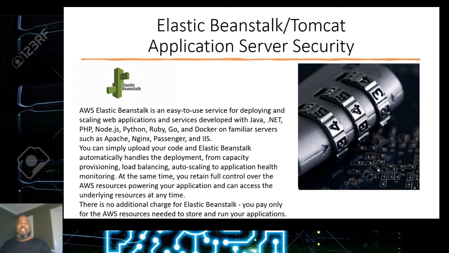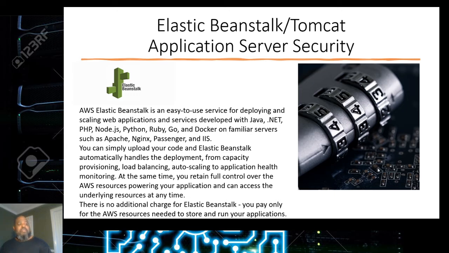This is Elastic Beanstalk, the application service by AWS. AWS Elastic Beanstalk is an easy-to-use service for deploying and scaling web applications and services developed with Java, .NET, PHP, Node.js, Python, Ruby, Go, and Docker on familiar servers such as Apache, Nginx, Passenger, and IIS. That's why I'm using it for .NET. PHP, shout out to Keep It Techie. I saw his PHP development, so I'm also going to work on my PHP.